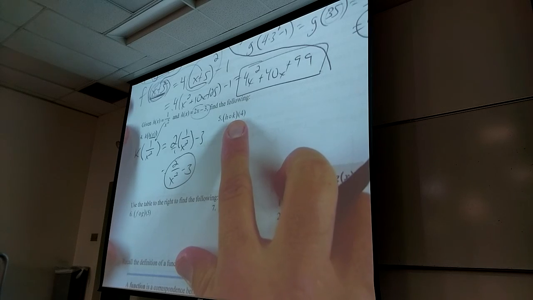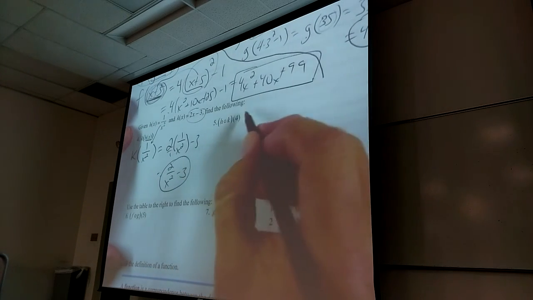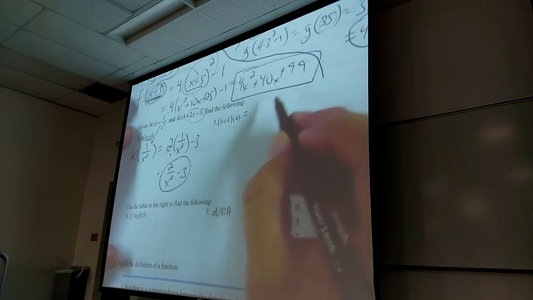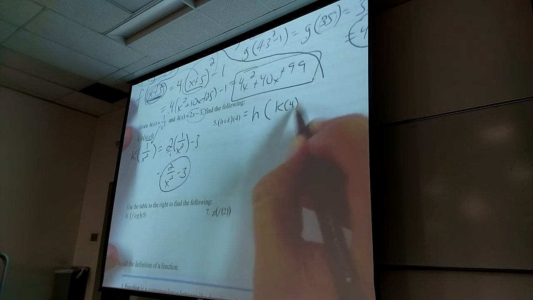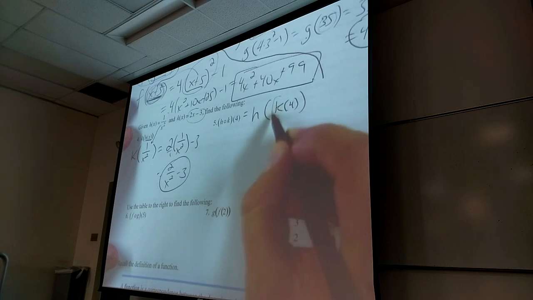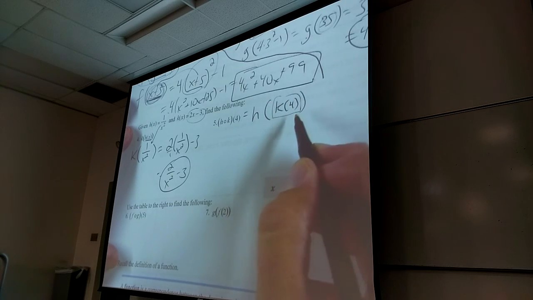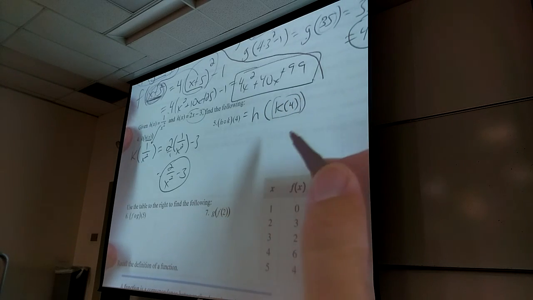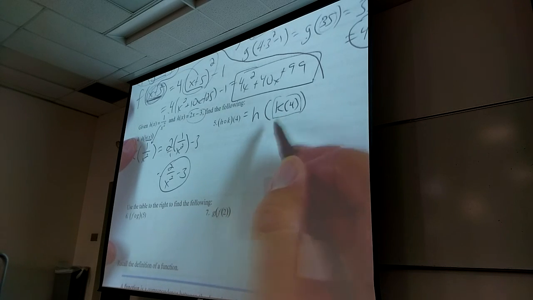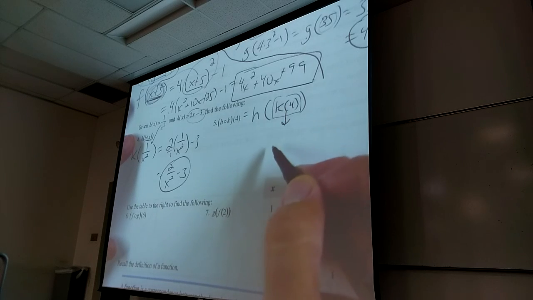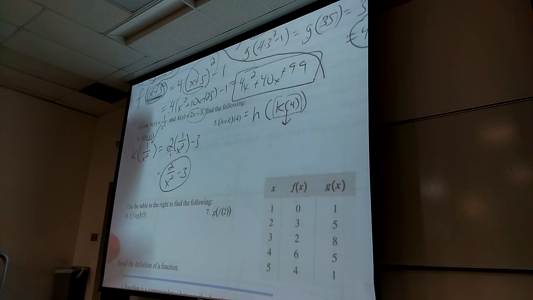What about number 5 here? How can I rewrite this for myself so it makes a little more sense? When I see K of 4, it represents a number. It's a number I don't know yet. So what am I plugging into H? I don't know yet, so I better do that first. That's why I started on the inside, so I know what I'm plugging into H.